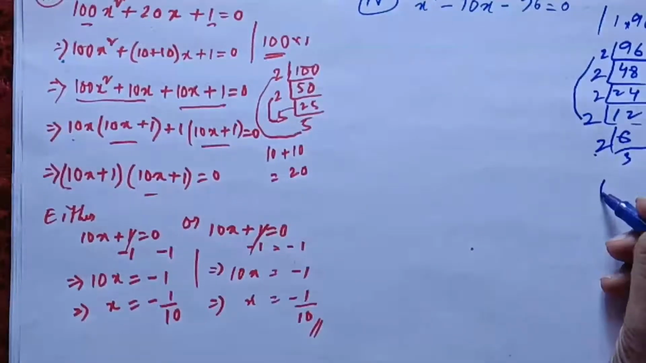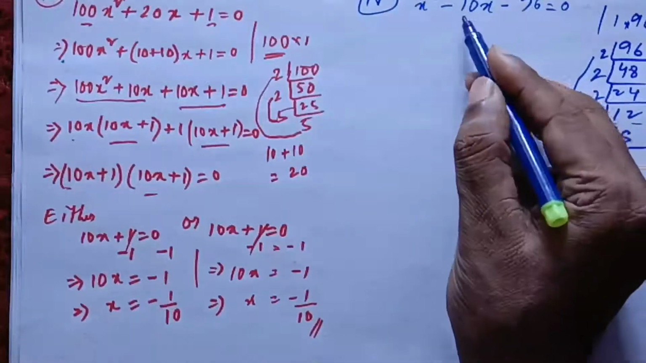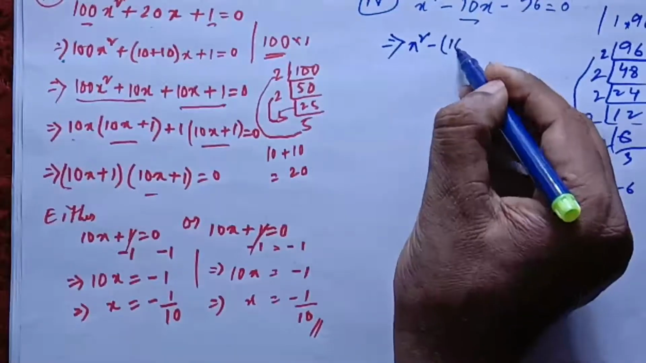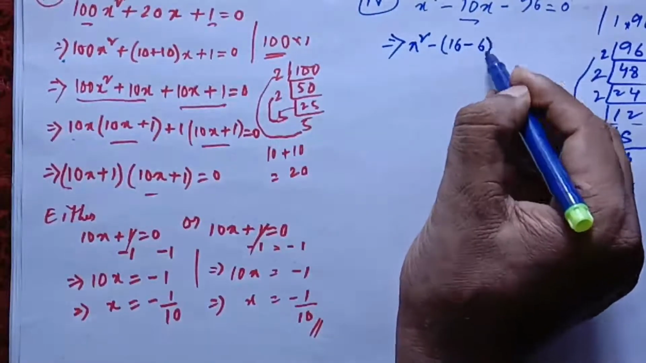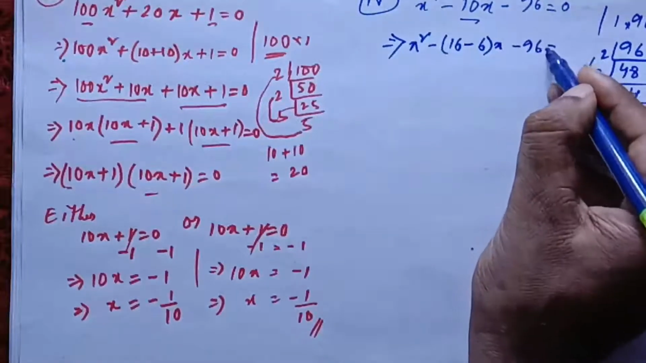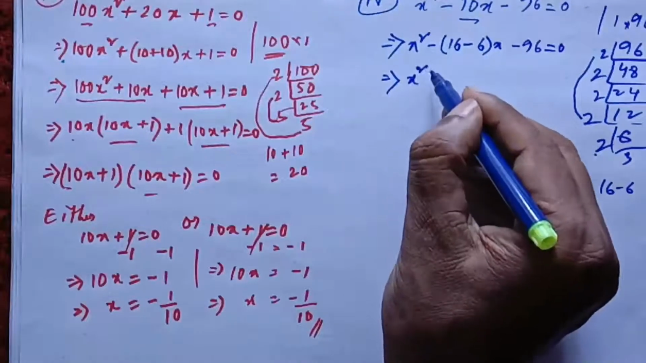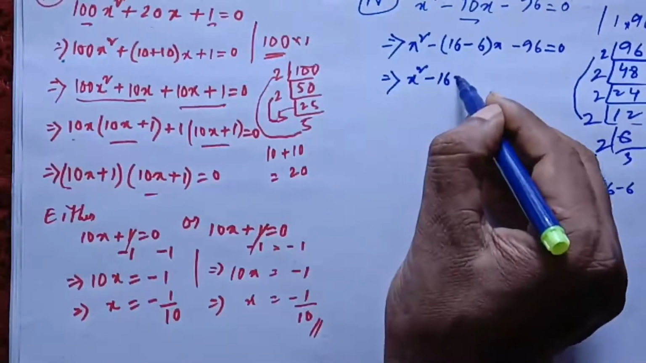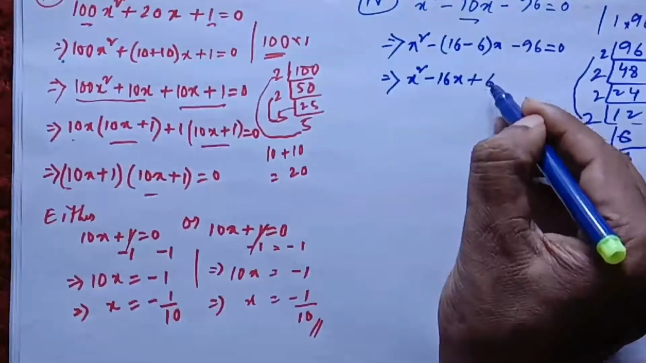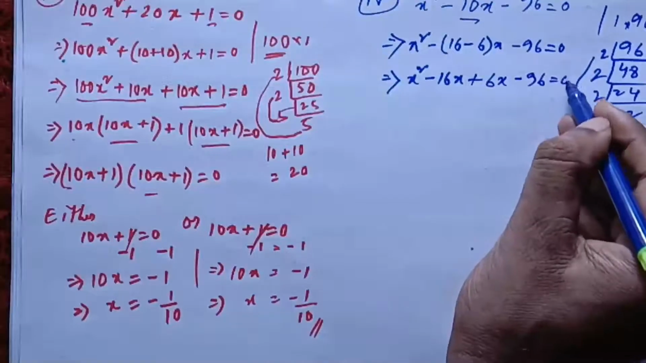So 16 minus 6 is 10. We have middle term 10. Let us solve this also. Now (x plus 6)(x minus 16) equal to 0. Let us open the bracket. Now 16x, minus into minus is plus 6x, minus 96 equal to 0.